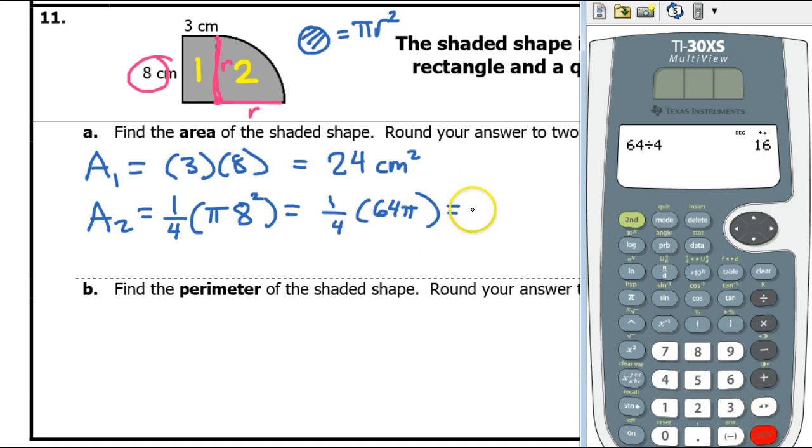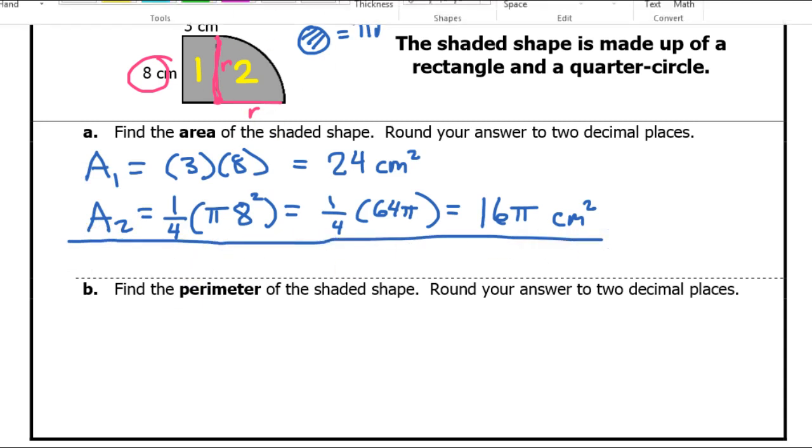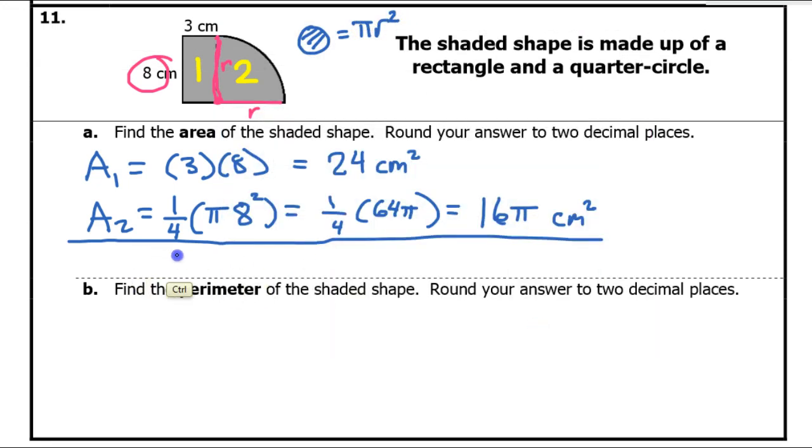That is 16, so this is going to be 16 pi square centimeters. Now it's time to find the actual area of the shape. I feel like I should switch colors. I think I'll just use gray. So the overall area of the whole shape is just going to be the sum of these two areas.